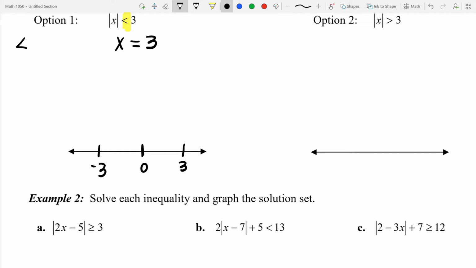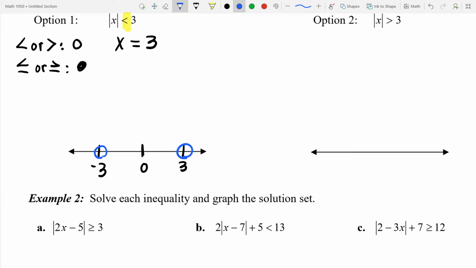So if this is a less than, or if it's a greater than, then your circle's going to be open. If you have a less than or equal to or a greater than or equal to, then your circle's going to be closed. Well, we have no equal sign, so it's going to be open. Okay? And now you're going to test it. Where are the numbers where the absolute value of the number is less than 3?